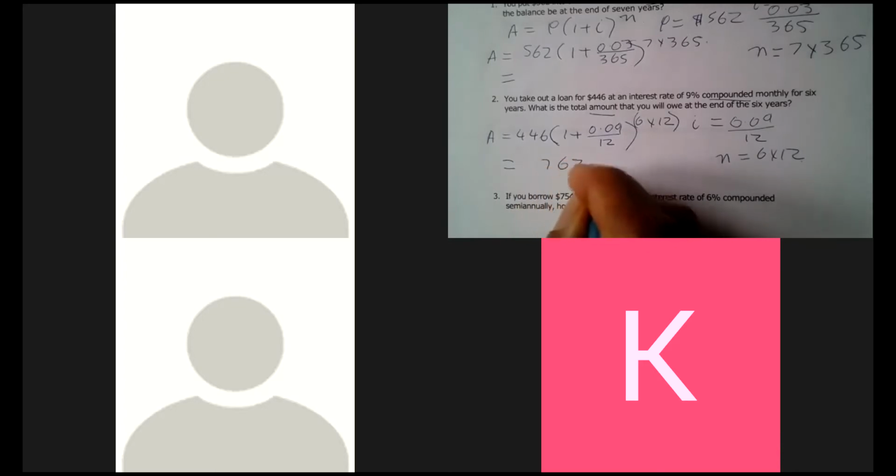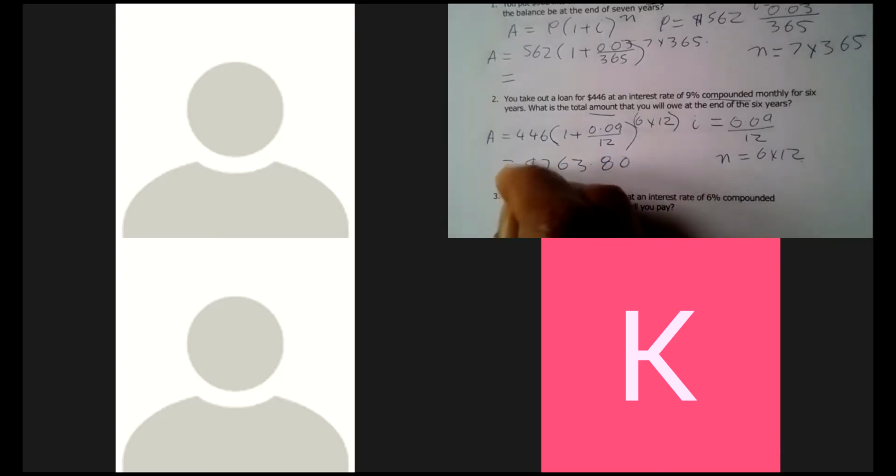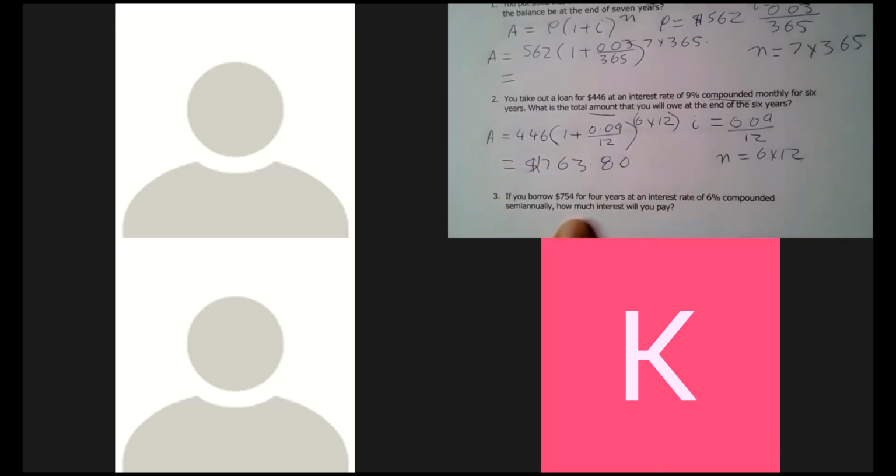In the meantime, can I get Keja's answer for the same question? I got 763.80 cents. Perfect. Now, again, in this case, I'm not taking away anything because I'm not asking for the interest only. When I asked what we are trying to find here, the answer that you gave me was correct, which is that I'm trying to get the amount, which is everything.